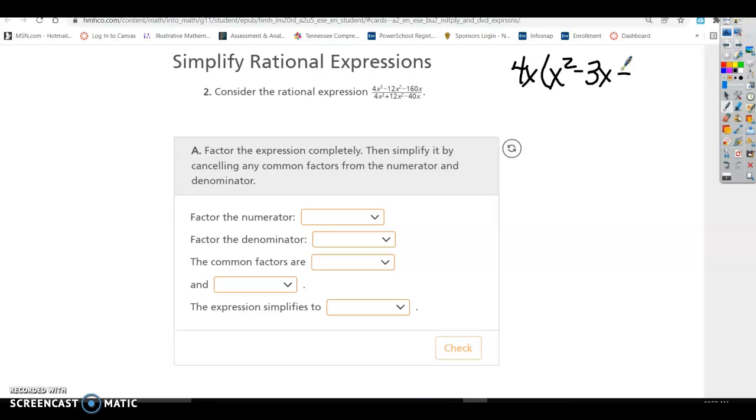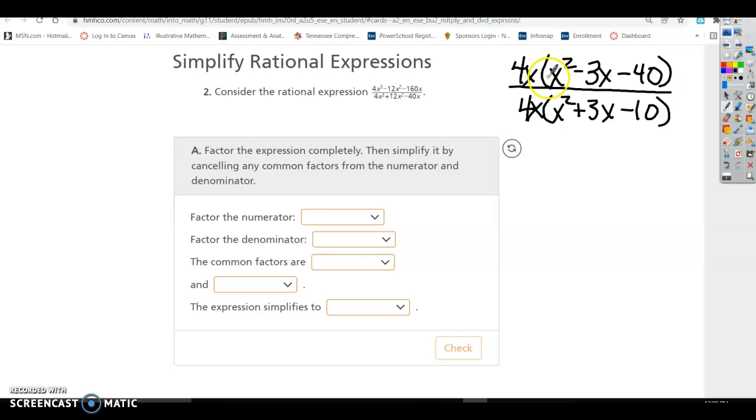All right, and then 4x goes into -160x. 4 goes into 16 4 times. And so that would be -40. 4x times negative 40 is negative 160x. All right, in the denominator, I can see that they also have a 4x in common. So I'm going to factor out a 4x. So 4x times x squared, and then 4x times positive 3x, and then 4 goes into 40 negative 10 times. All right, so step 1, we factored out our greatest common factor.